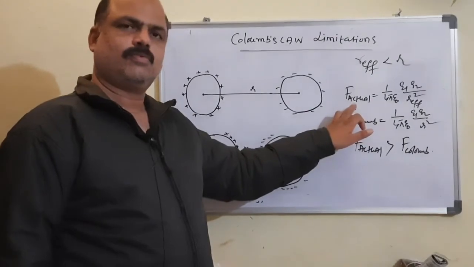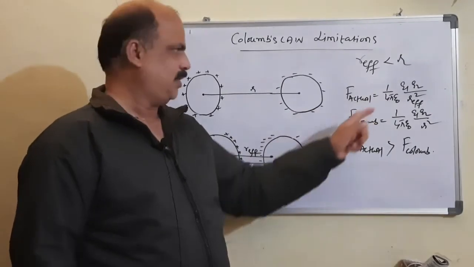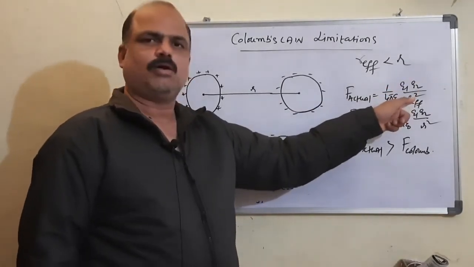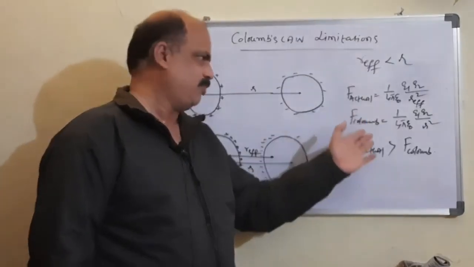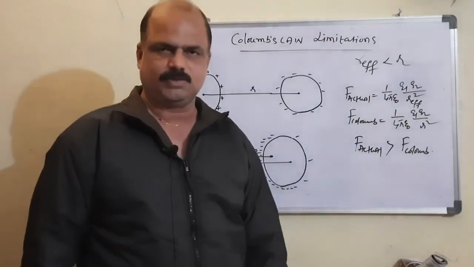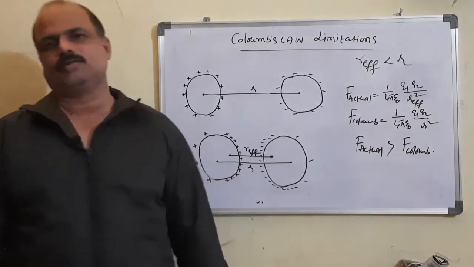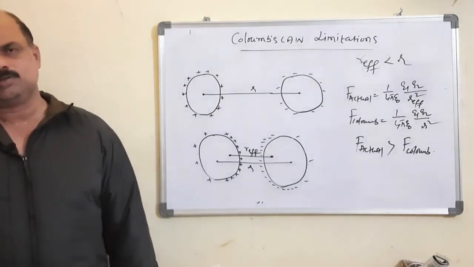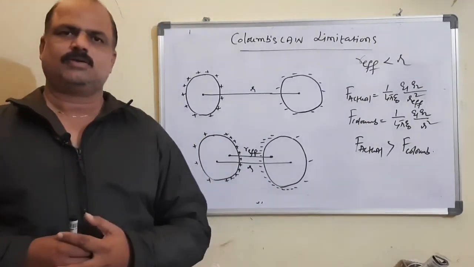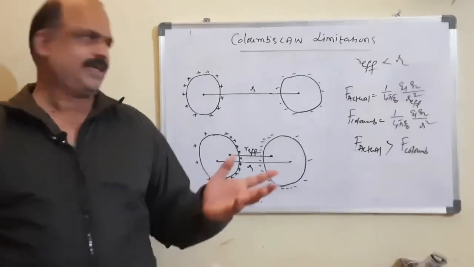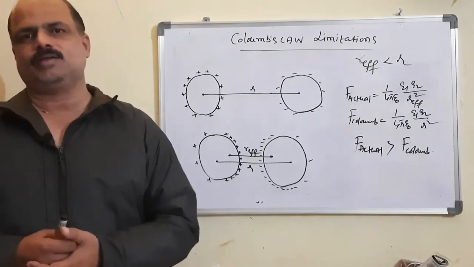So now, using Coulomb's law, the actual force between the two charged spheres is 1 by 4 pi epsilon naught q1 q2 by r effective square. But what is Coulomb's law for non-conducting spheres? F Coulomb is equal to 1 by 4 pi epsilon naught q1 q2 by r square. That means here the actual force is greater than the Coulomb force. From this discussion we conclude that we do not get accurate results in the case of conducting spheres when we apply Coulomb's law.